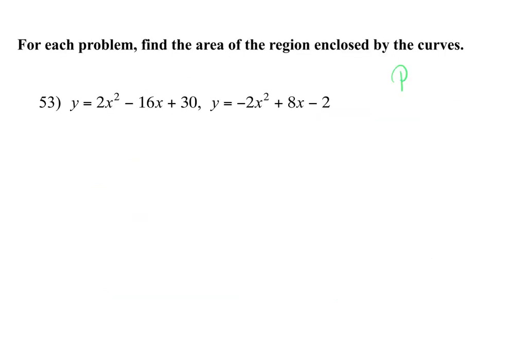So if you look on page 413, you'll see area between the curves. For area between the curves, you are literally just figuring out where the two cross and which one's higher and which one's lower. All right, so the first thing you're going to do is set them equal to each other and solve for where they equal each other. So I'm going to say, well, when 2x squared minus 16x plus 30 equals negative 2x squared plus 8x minus 2. So I'm going to see where they equal each other.